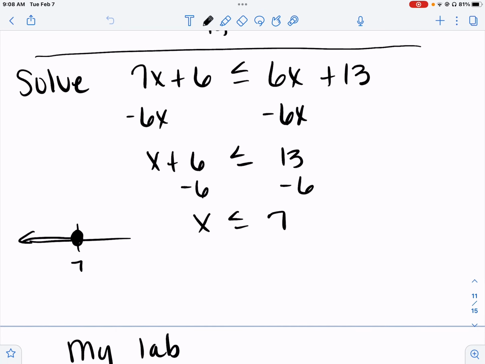Okay, solve 7x plus 6 less than or equal to 6x plus 3. Subtract 6x on both sides. 7x minus 6x is 1x. Now we subtract 6 on both sides. Okay, the symbol has stayed the same because we're subtracting. The symbol always stays the same in subtracting. Okay, less than or equal to. Less than goes to the left, or equal to tells us to use the closed in circle.